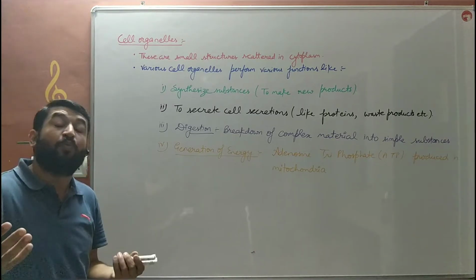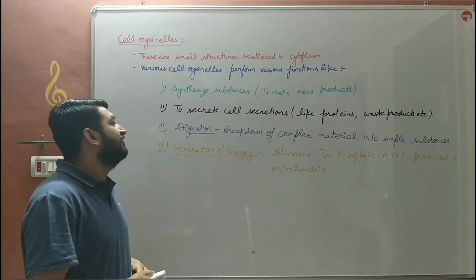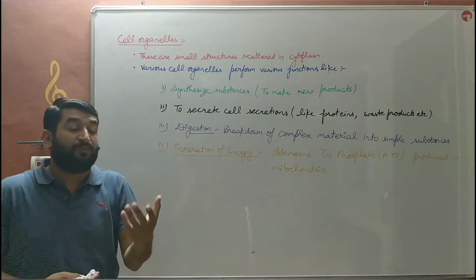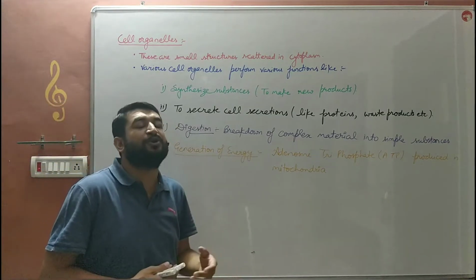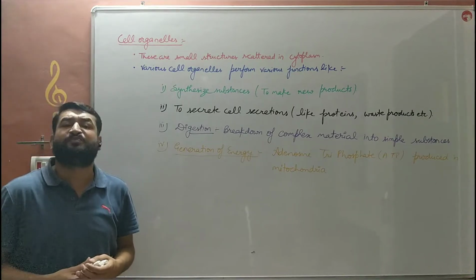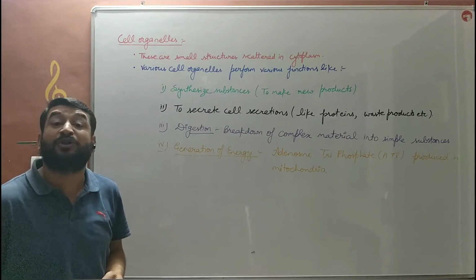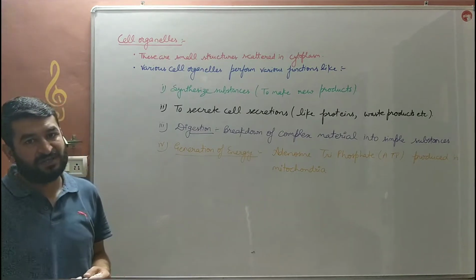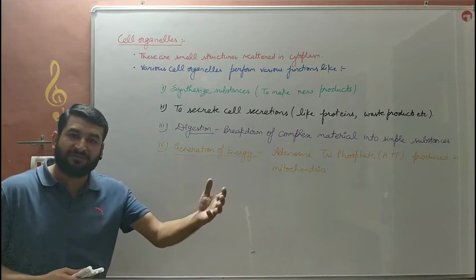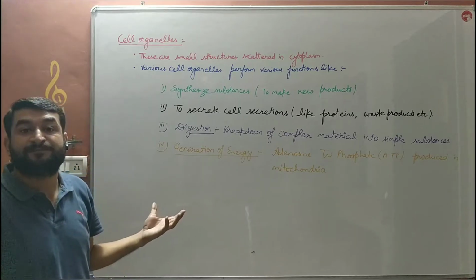Cell organelles. So these are the small structures scattered around the cytoplasm and perform their own specific functions. Now, what functions do they serve? First is to synthesize substances. They produce new substances, like ribosomes produce proteins. That is why ribosomes are referred to as protein factories of the cells. Golgi apparatus produces vesicles that help in secretion, ingestion and packaging of materials.